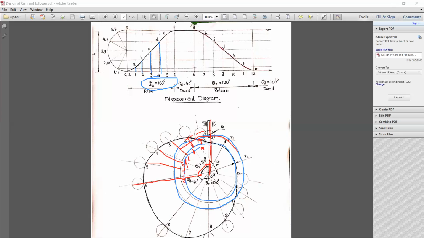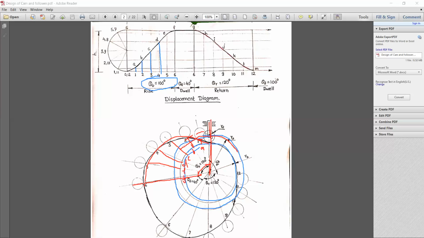So this arc, these points, we can get from the distances which we have drawn from the displacement diagram. Similarly, you can point out the arc here, and based on that you can make a smooth profile. So that is our first profile.